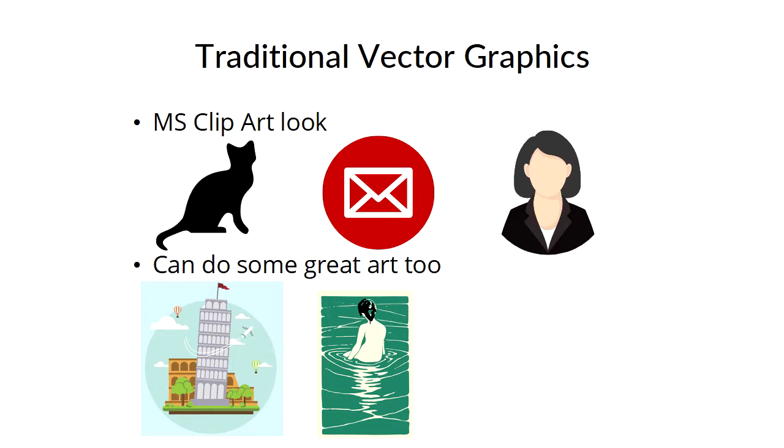Normally, when we think of vector art, we think of shapes filled with solid colors. That's because in vector graphics tools, it's easiest to specify shapes with flat colors. You get a clean, flat look. I like to call it MS clip art style. Although it's limiting to only use solid colors in a piece of artwork, you can still do some really great art with it though.